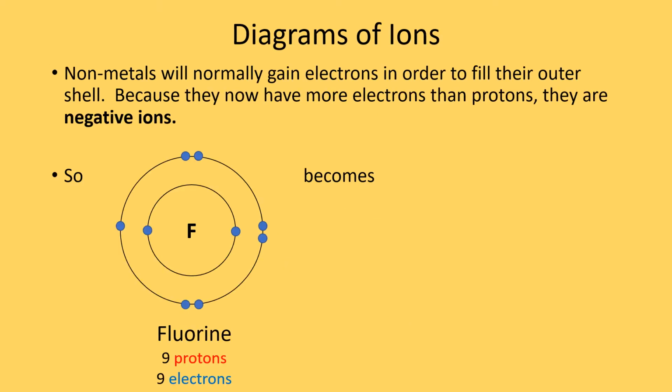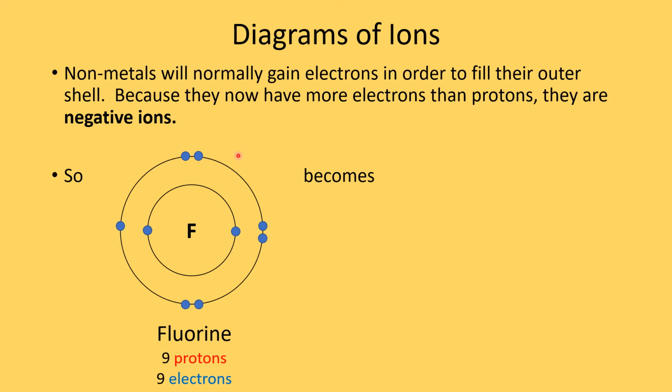So let's have a little bit of a think about how we could take that target diagram for fluorine and change that into an ion. The first thing we have to understand is that our non-metal atoms are normally going to gain electrons. So our non-metals will normally gain electrons in order to fill their outer shell. When they do that, we end up with an imbalance between the number of protons and electrons, where we have more electrons than protons, because the number of protons never changes when we're looking at ions, and that's what leads to a negative ion.